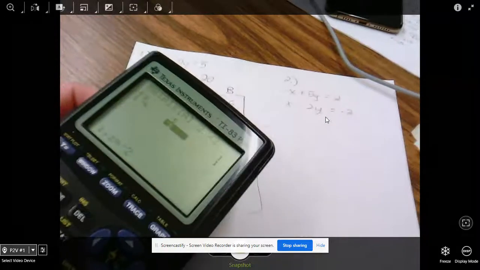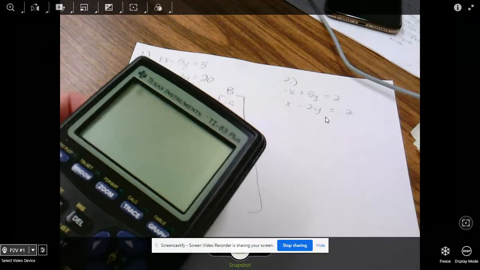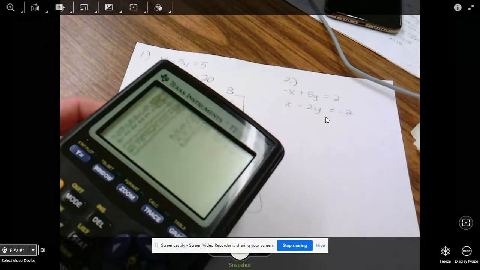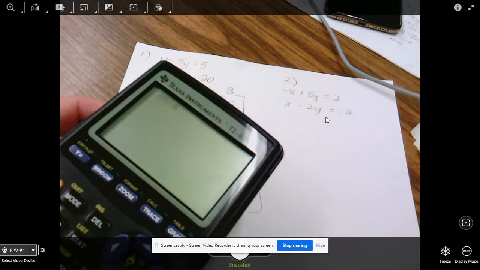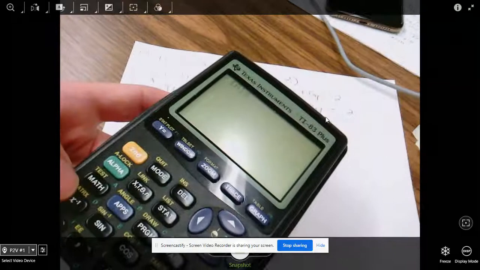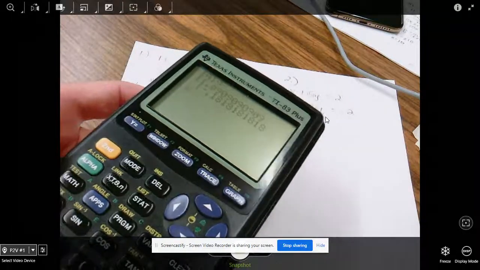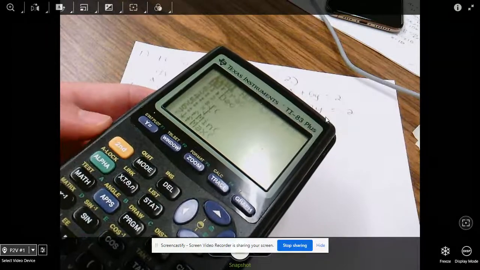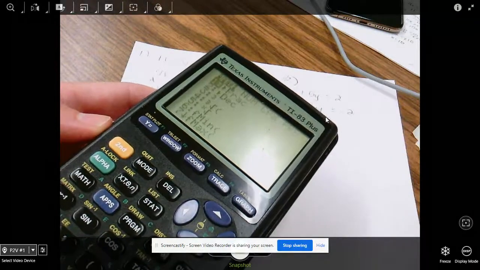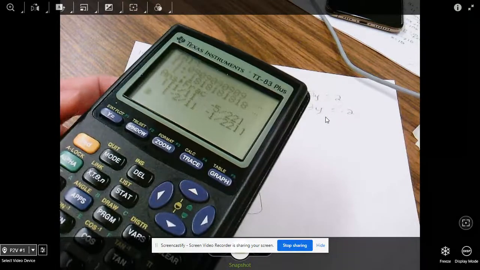We're going to go to second, quit, to get back to the home screen. Now I want the inverse. So I'm going to go to second matrix, and I'm not going to edit it. I'm going to use it. So I'm going to press enter. And then this little button right here is the inverse button. Enter. Okay, those are ugly decimals. I want to make them fractions, so I hit the math button. Fraction is already highlighted. I hit enter. I hit enter again. All right, so that's what I'm going to write down.